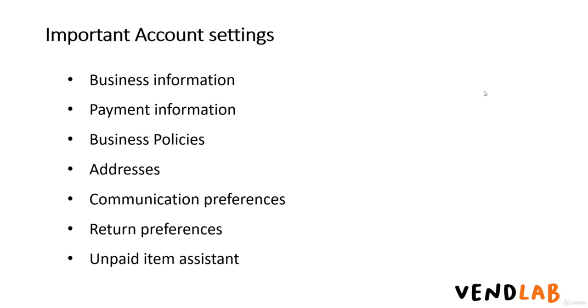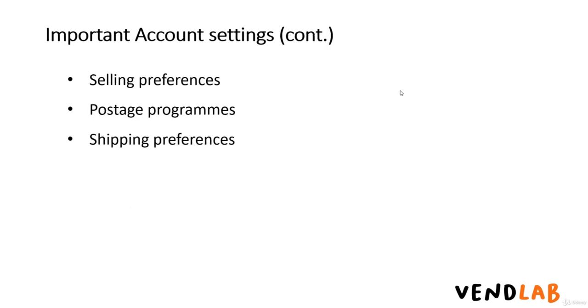Communication preferences sets how you communicate with your customers. Returns preferences set how you deal with returns. For example, you can choose to automatically refund returns up to a certain level. On eBay, an item does not have to be paid for at the time of purchase. The unpaid item assistant will cancel any unpaid orders, enabling you to claim back fees. Postage programs and shipping preferences set the postage programs you're enrolled with and your preferences when shipping items to your customers.